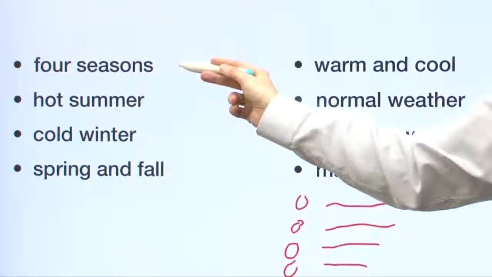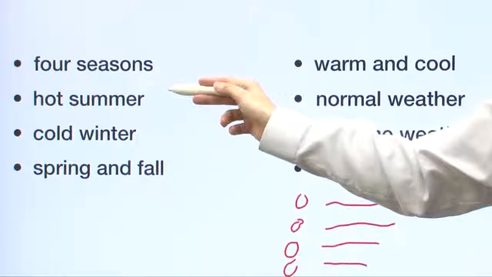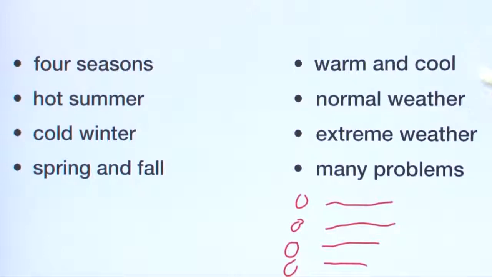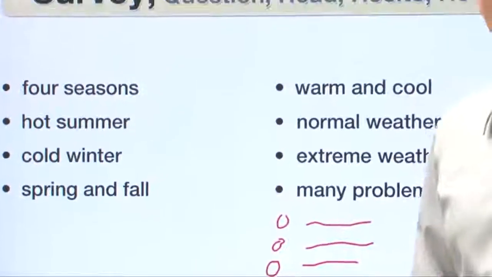There are 4 seasons, hot summers, cold winters. Spring and fall are as warm and cool. There's normal weather, but then there's also extreme weather. And extreme weather has many problems. So that's the first paragraph. And that's just like that. We're finished with the first paragraph.